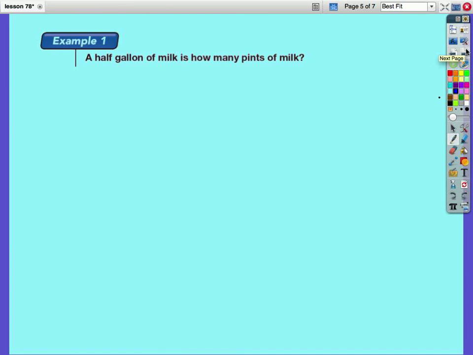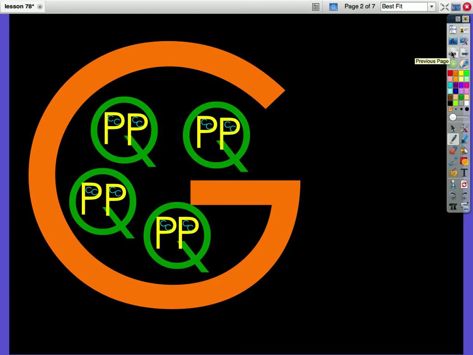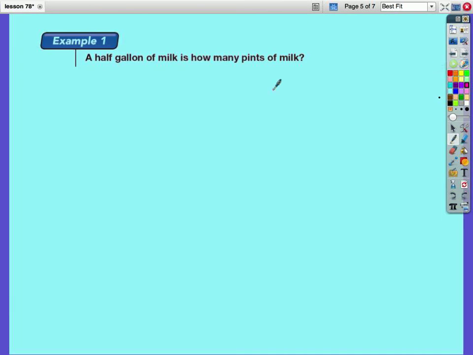All right, a half gallon of milk is how many pints of milk? So a half gallon of milk is how many pints of milk? Well, let's go back to our chart here. If we have a half a gallon, so if we split this in half, okay, so I'm going to have 2 quarts in a half a gallon. Well, I have 4 pints in that half a gallon. Okay, so to go back to our problem, I want to know how many pints are in half a gallon. Found out that there's 4 pints.